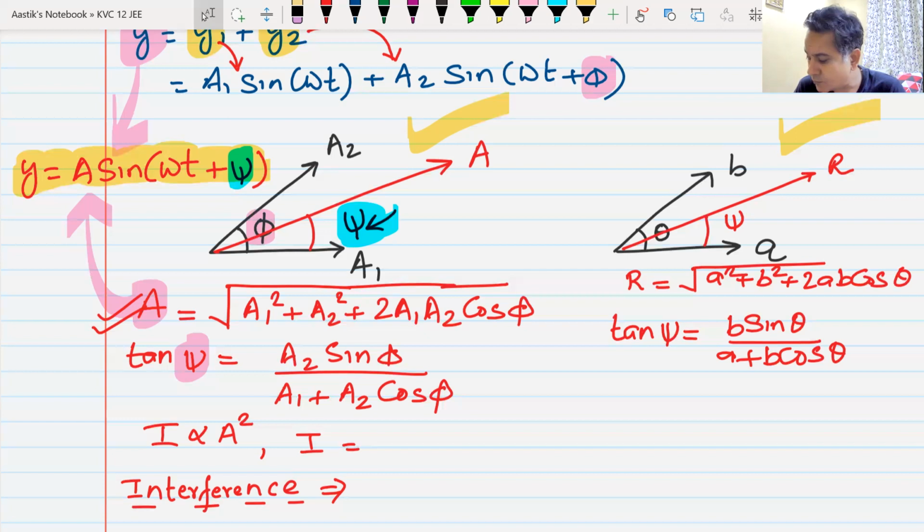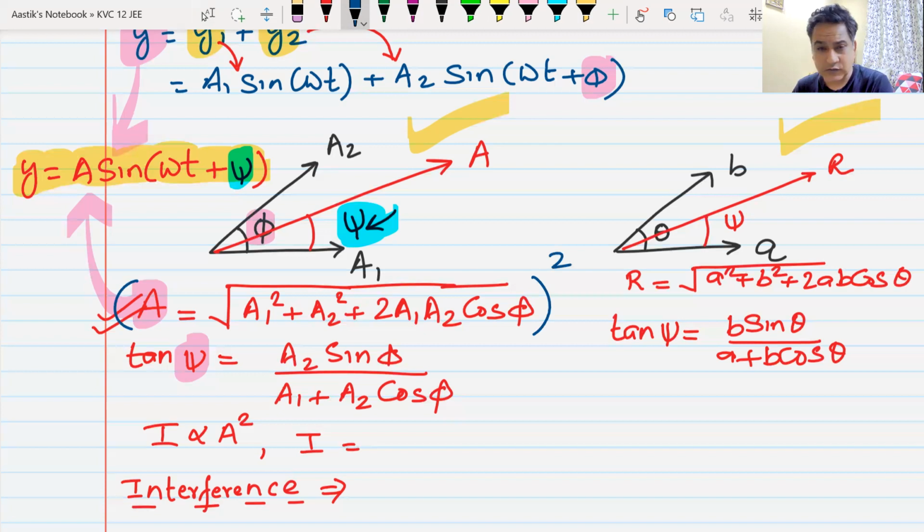Under root I1 plus I2 plus 2 under root I1, I2 cos pi. Is this entire thing under root or is it not under root? Your formula is correct, but I think you have said it a bit wrongly. What I'm going to do is square this equation.